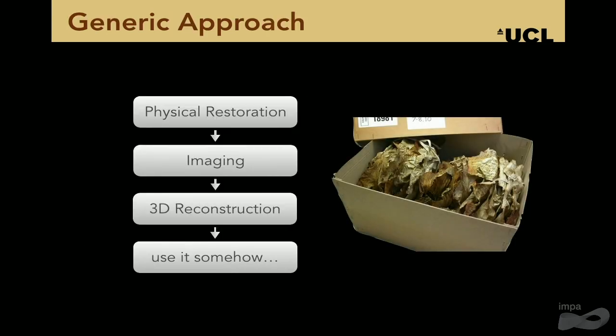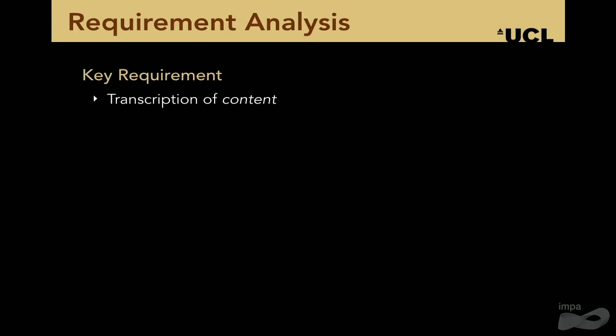So let's look at this pipeline we looked at earlier. You can start with physical restoration. That always has to be done. Then you image, then you 3D reconstruct, and you use it somehow. So in this particular case, what would "use it somehow" be? Well, we could think, for instance, about flattening it digitally. That was one idea, and that was already the idea that we walked into our first meeting with the London Metropolitan Archives to pitch some ideas and propose things.